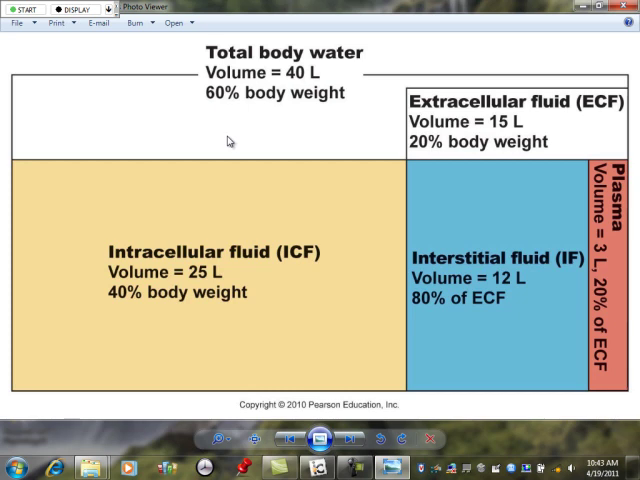Yes? So where is most of the fluid in our bodies? Where is that? Inside what? Your cells. Intracellular fluid, ICF. About, in this person, 25 liters. 40% of your total body weight is fluid inside your cells. Yes? The rest of that fluid that's not inside your cells is outside your cells.